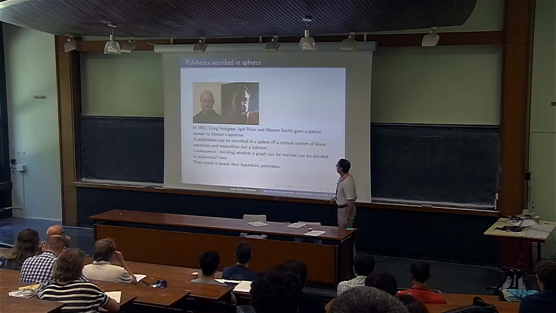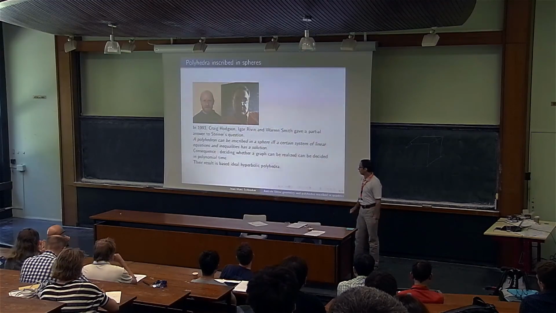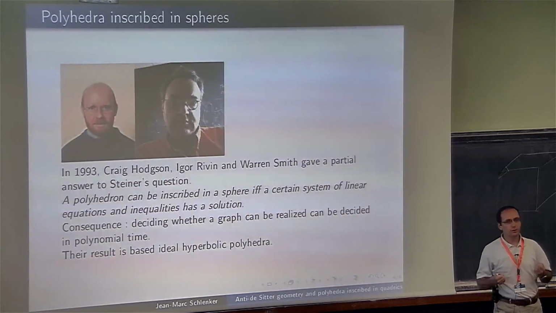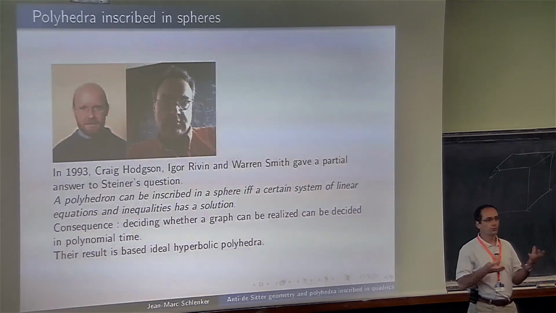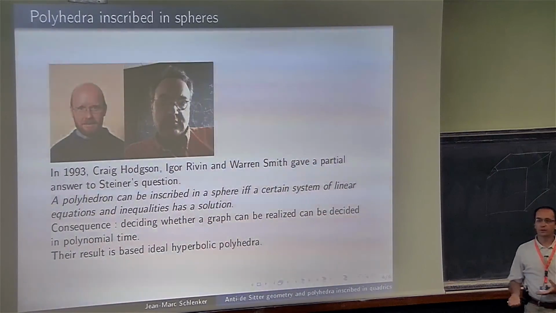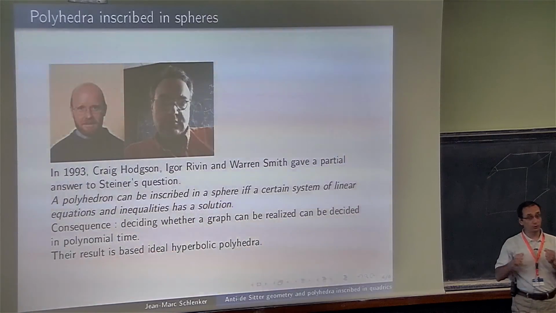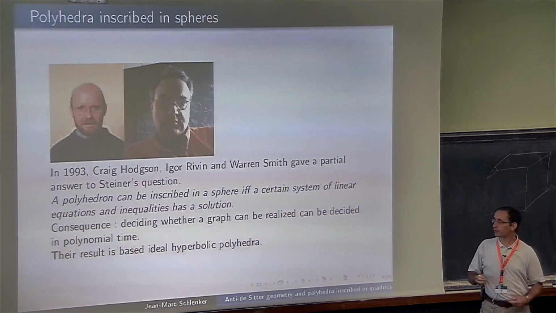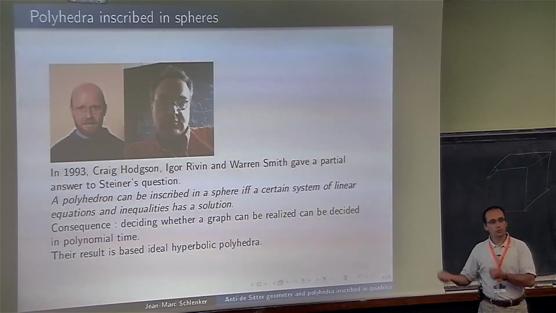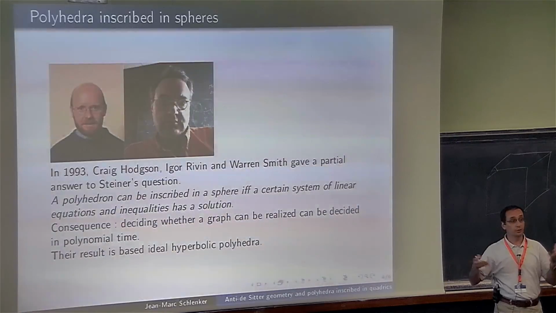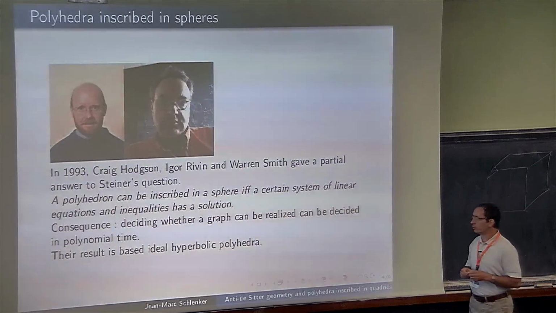And they gave a partial answer to Steiner's question. So they gave a criterion, which is a simple criterion in terms of solution of some linear equalities and inequalities. And I'm going to tell you later what this criterion is precisely. That tells you whether, if you have a graph, you can realize it as the combinatorics of a polyhedron inscribed in a sphere. So that's actually nice.